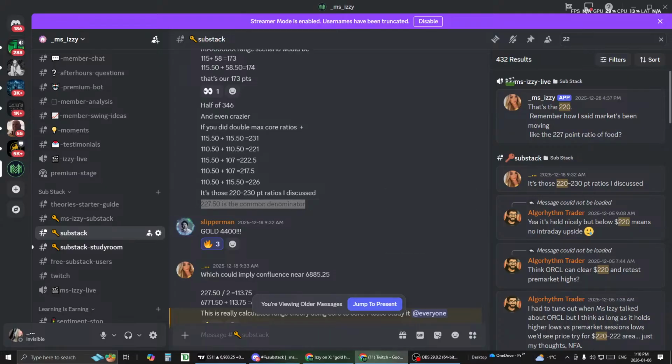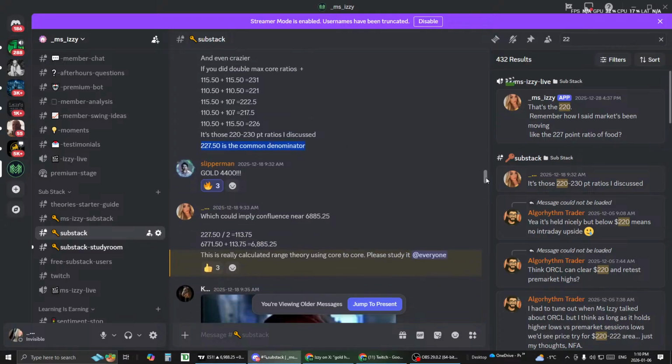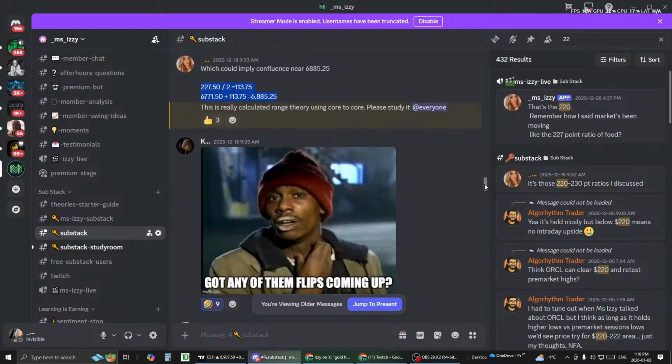I know this is going overboard, but I think it's important that we have this plan from now. So that is the confluence area. 227, maybe if they do half the range, it'll get you close to 113, and that's why they could stall at 6885. I think they did do that the last time. This is a really calculated theory using core to core ratios, okay?